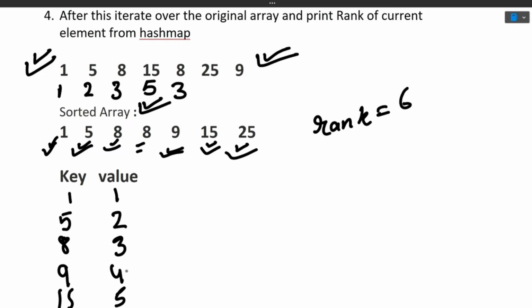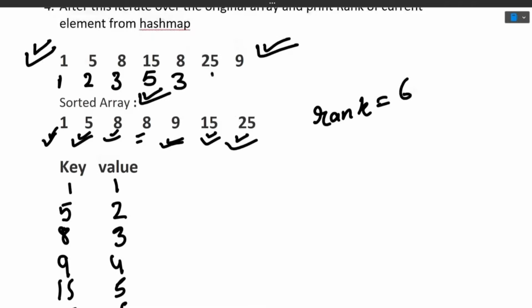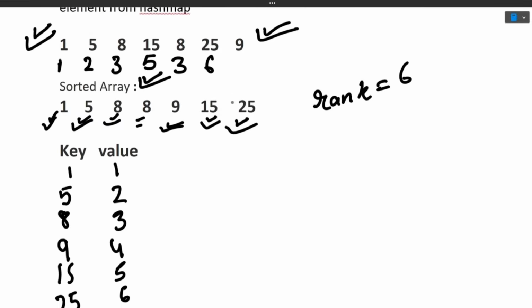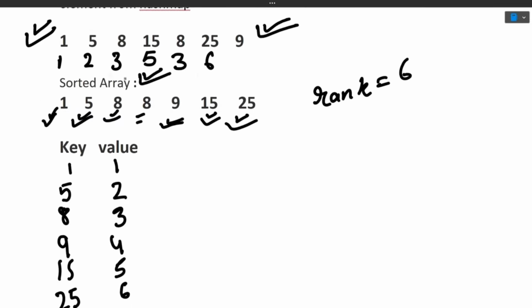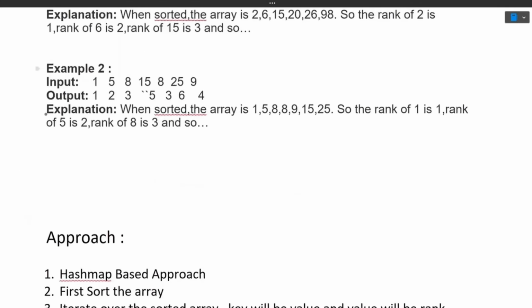Then we come to 25. What is the rank of 25? It was 6. Then we come to 9. What was the rank of 9? It was 4. So this is our actual output, that is 1 2 3 5 3 6 4. So this is our actual element. Once the hash map is filled, we have to iterate over the original array. But once you have sorted the array, how will we know what the original array was? For that, let's move towards the code.